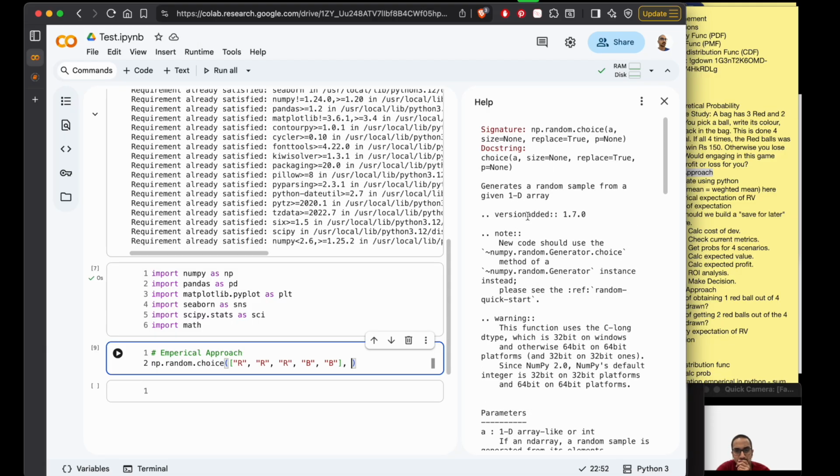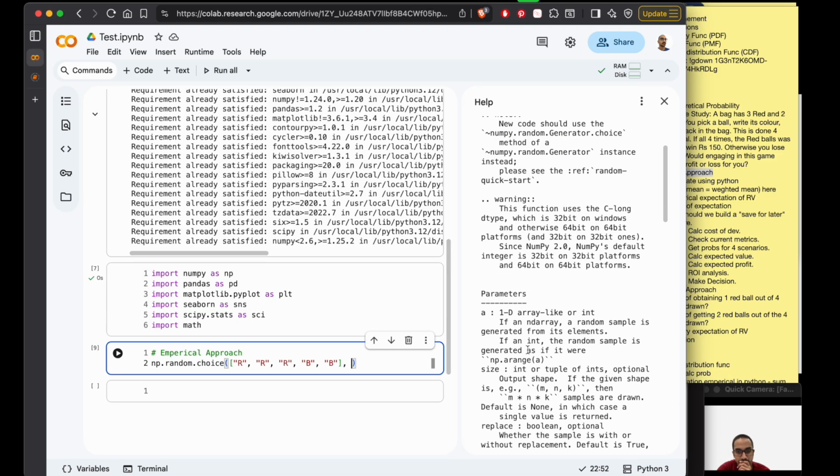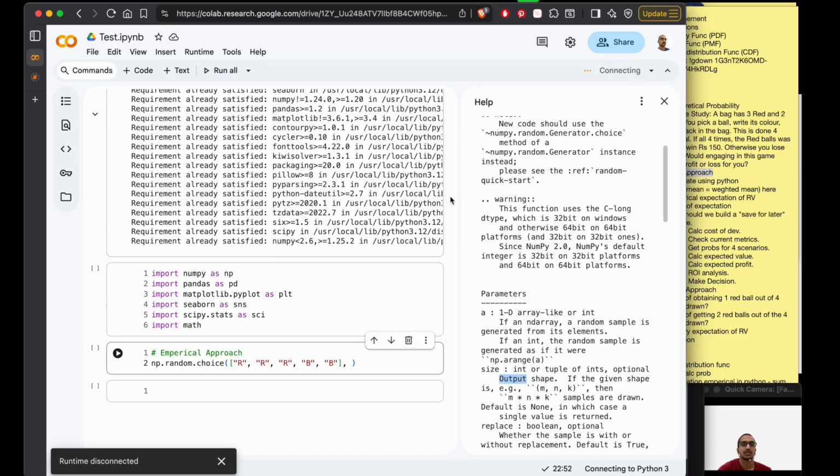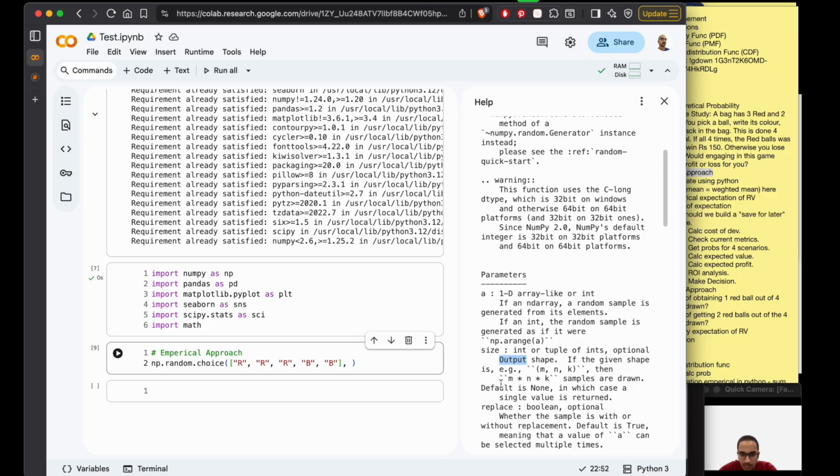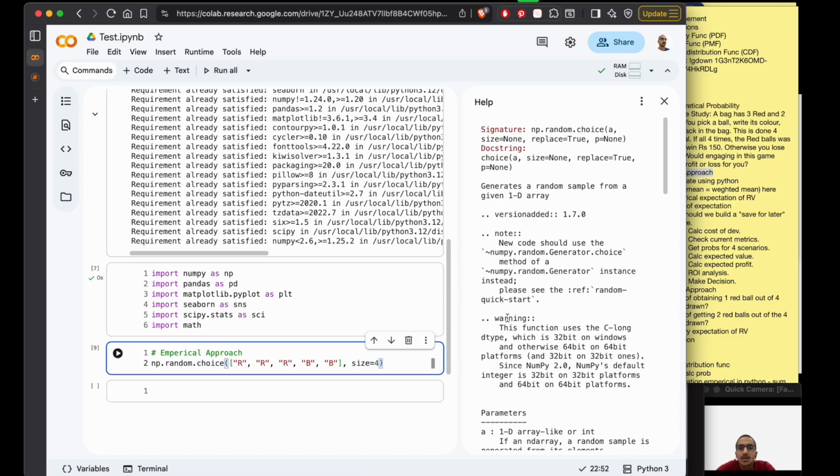And the second parameter is size, an int or tuple of ints, the optional output shape. So what output do we want? We want 4 out of these 5 options. In every trial we want 4 options. So size will be 4. I think that is sufficient.